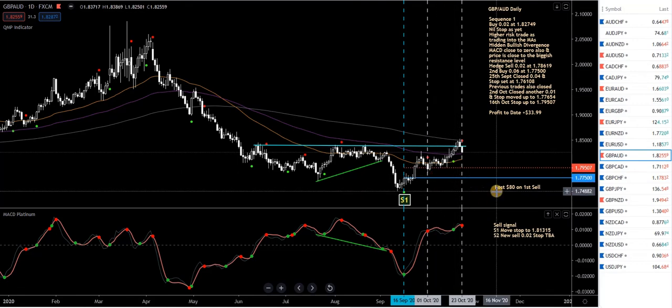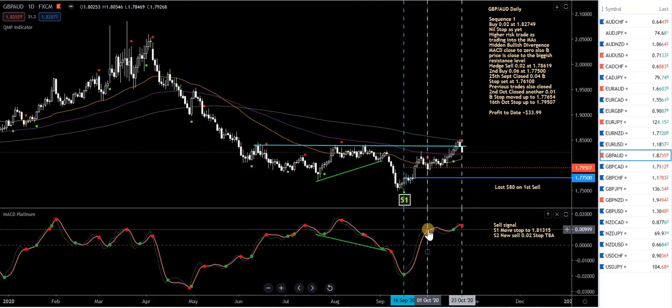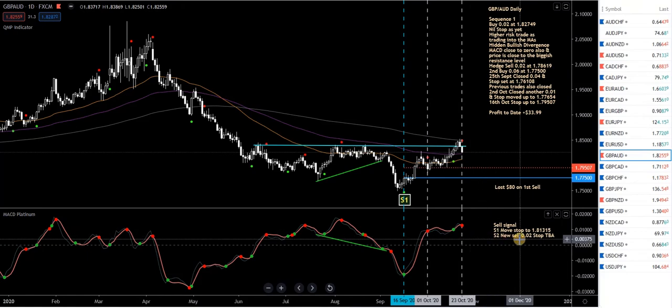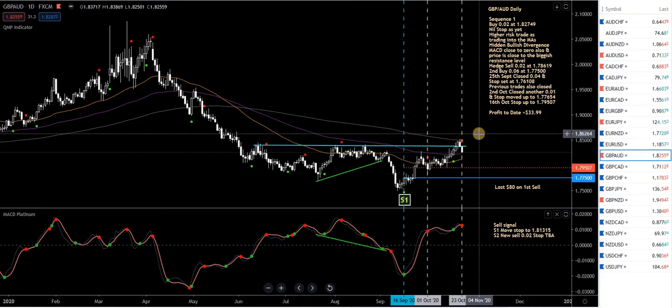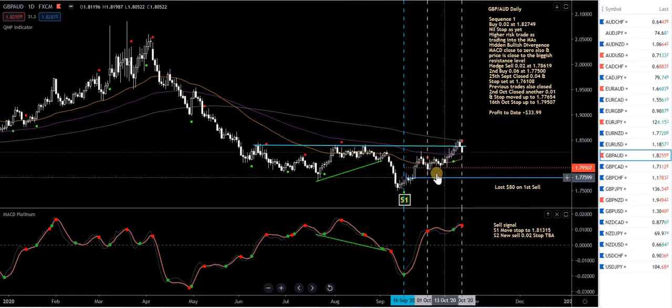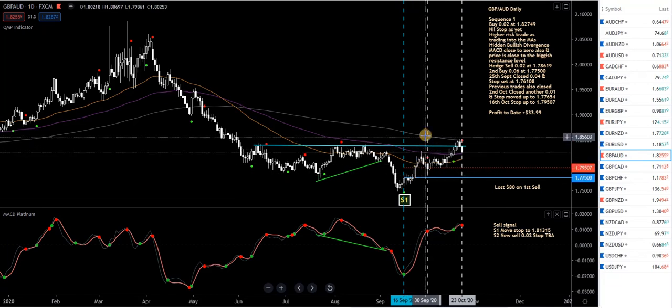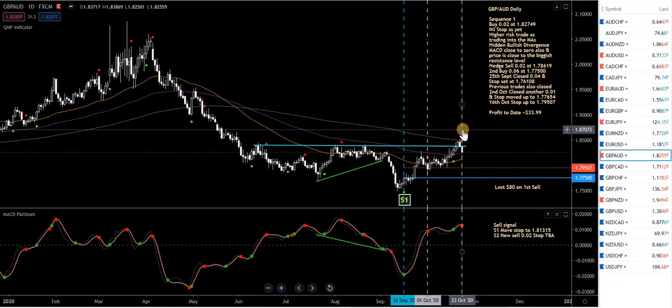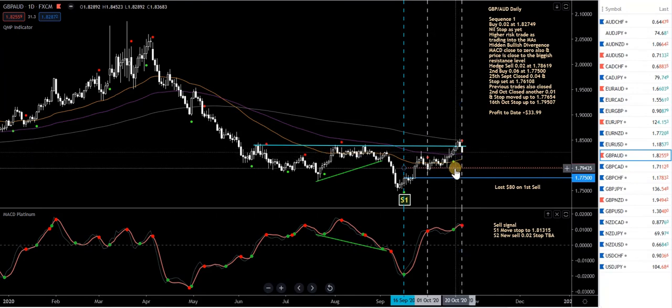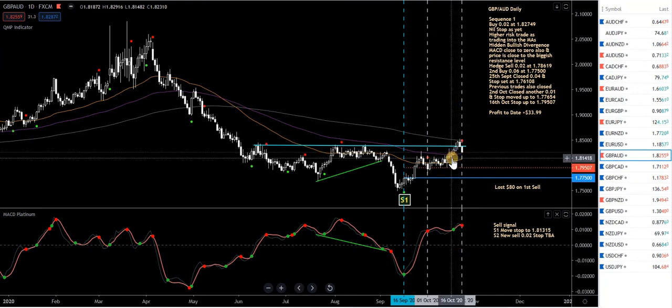I took a loss of $80 on that first sell here. I'm going to take a second sell, and the stop will be above this high somewhere. I'll advise you at the time. So I'll take a new sell on Monday in here somewhere, hopefully, and this stop will be moved up a little bit tighter. And see how we go.